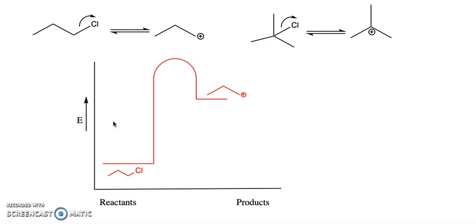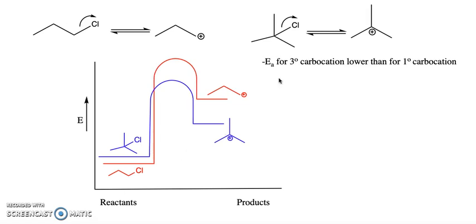If we compare this trace to the trace for the tertiary alkyl halide, in the case of the tertiary alkyl halide, the trace looks like this. And I want you to notice two things. The first thing is that the energy barrier for forming the tertiary carbocation is lower than for forming the primary carbocation. This means that the tertiary carbocation is formed faster.